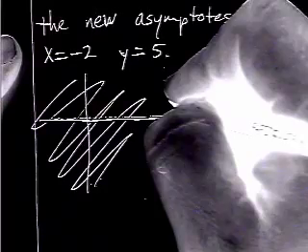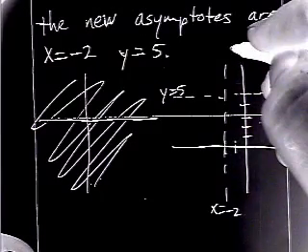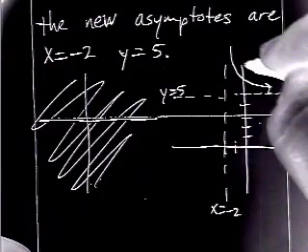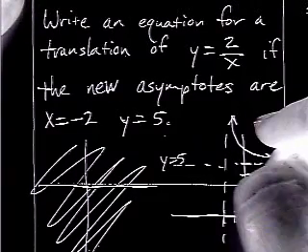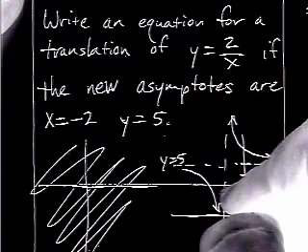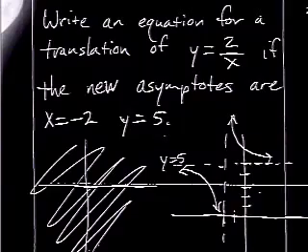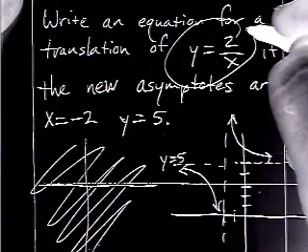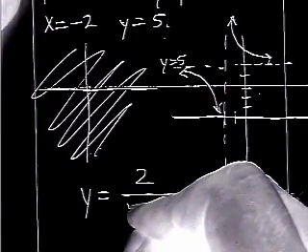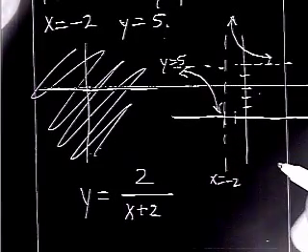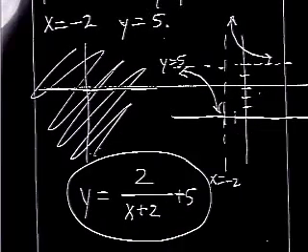X equals -2, y equals 5. So what has happened? We're taking this, it's got a +2 over x, so that must mean we're in quadrants 1 and 3, because it's a positive k value. So it's moved to the left 2 and up 5. So I need to rewrite this equation so that it says move to the left 2 and up 5. So there's my new equation.